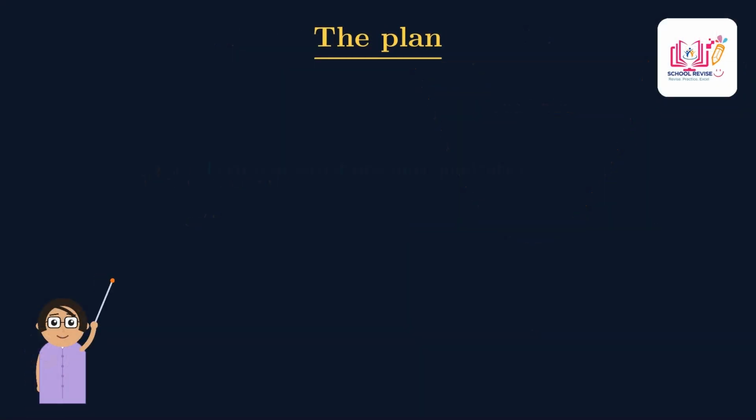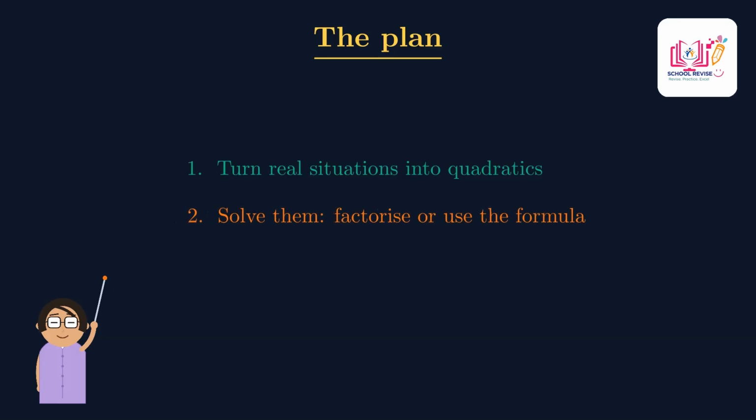So here's the plan. First, we'll turn real situations into quadratic equations. Then we'll solve them two ways, by factorizing, and with a formula that never fails. And finally, a neat trick that tells you how many answers to expect before you solve a single thing.